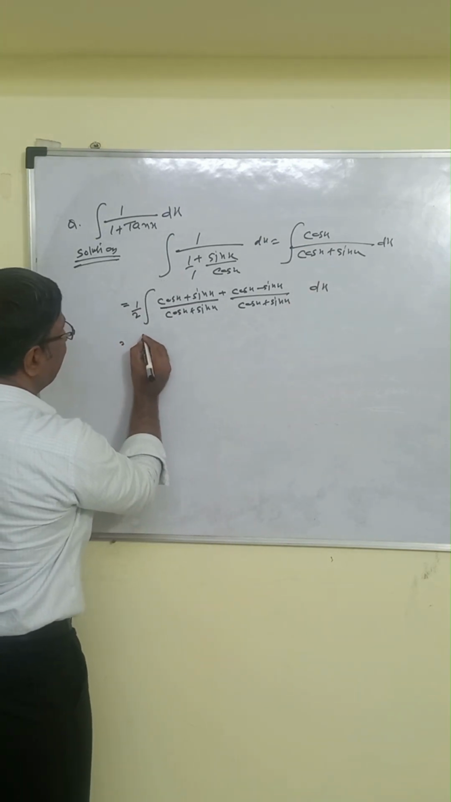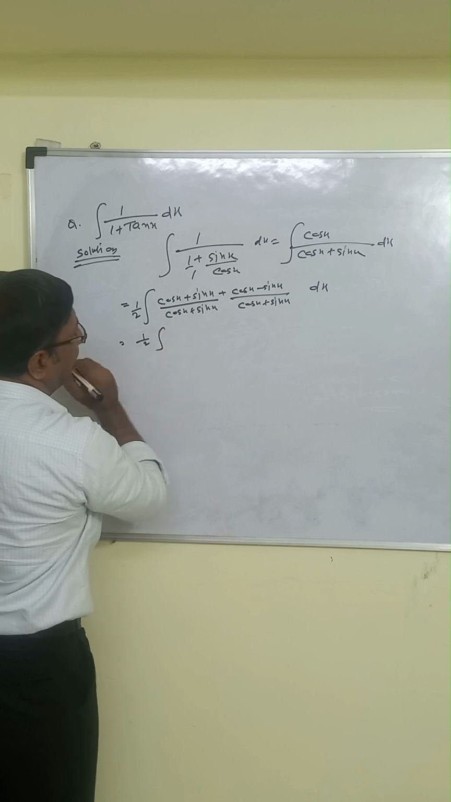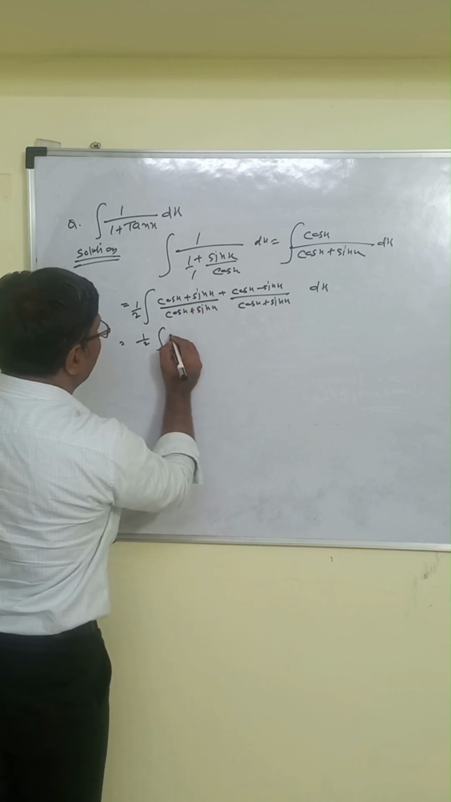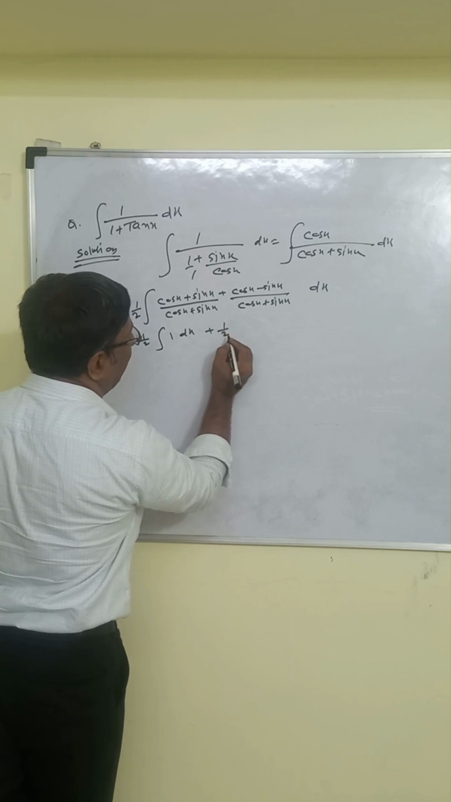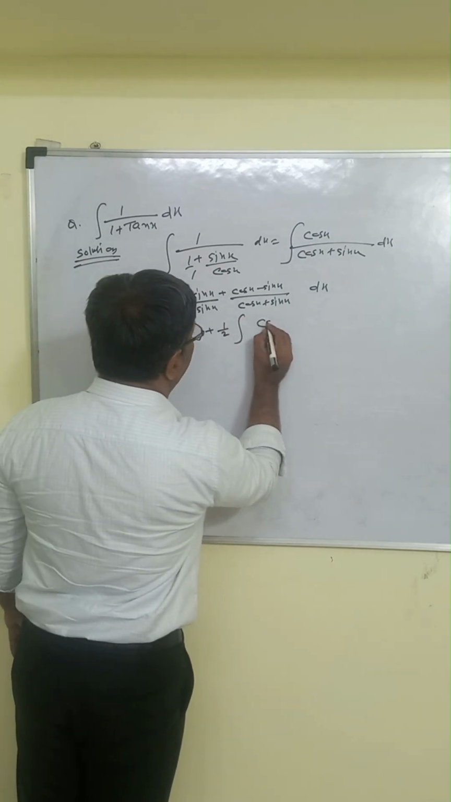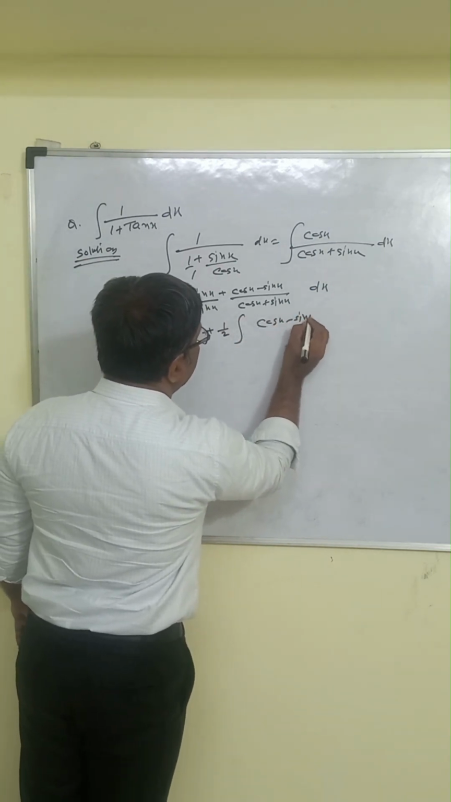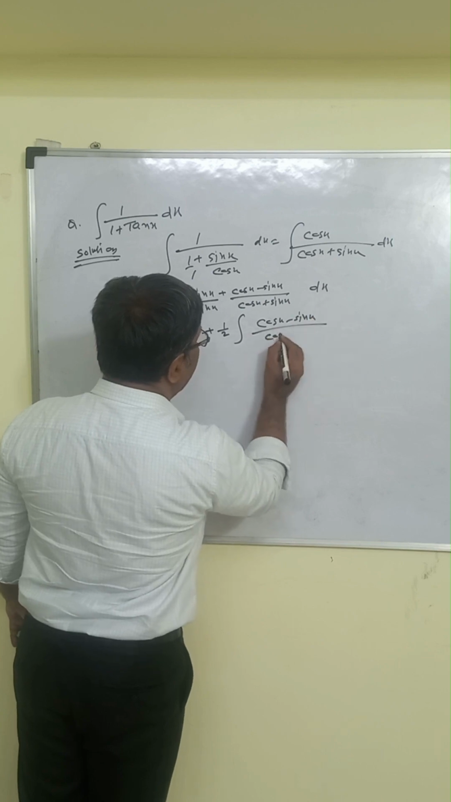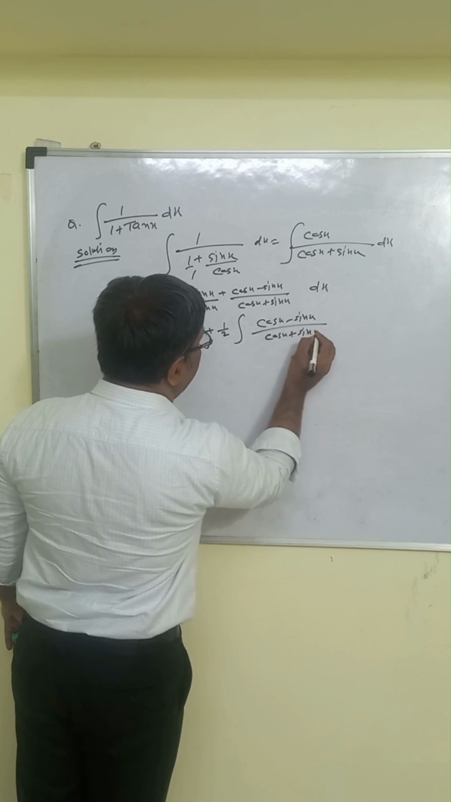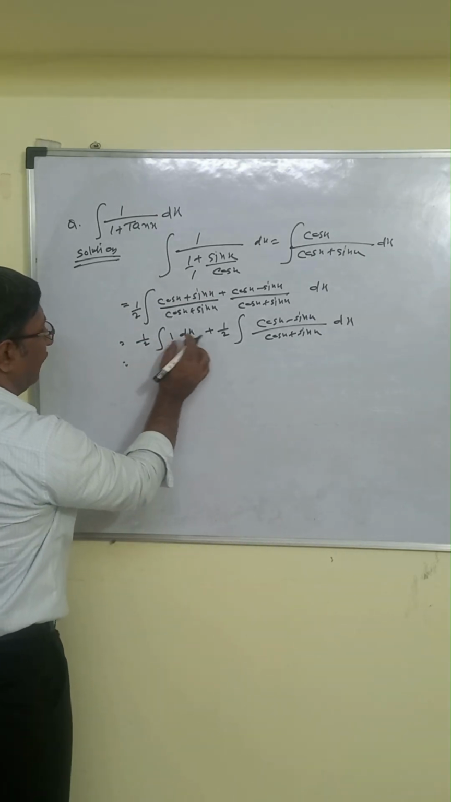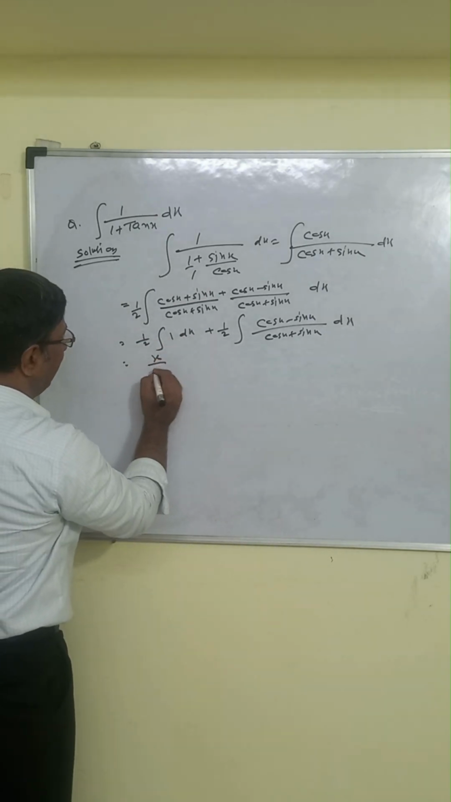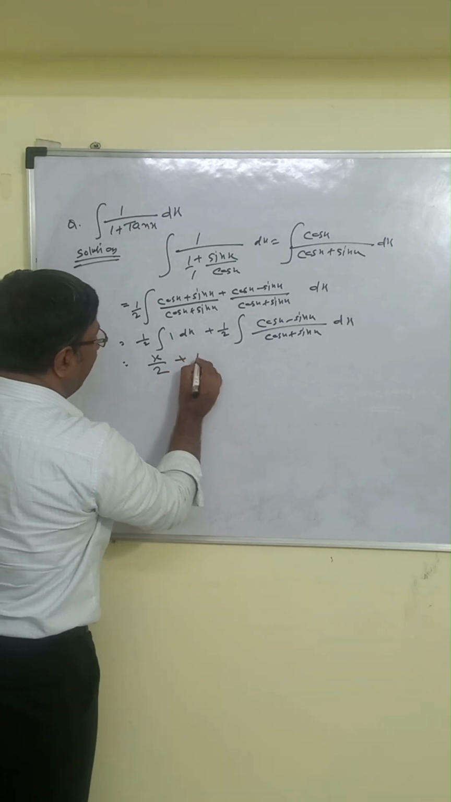So we can write half the integration. This cancels out, so this is 1 dx, plus half the integration of (cos x minus sin x) over (cos x plus sin x) dx. So we know the integration of 1 dx is x. So this is x by 2, and here half.